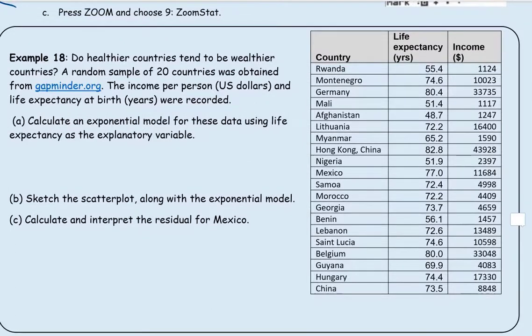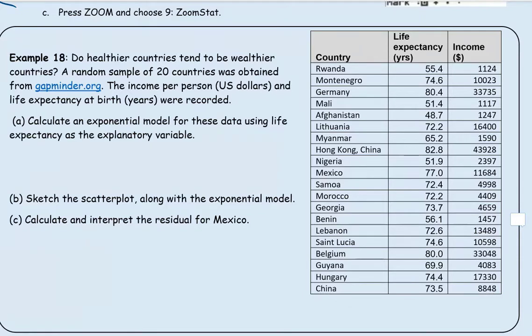So in example number 18, do healthier countries tend to be wealthier countries? A random sample of 20 countries was obtained from gapminder.org. Gapminder is a great little place to look for this kind of data if this is your type of thing. The income per person in US dollars and the life expectancy at birth in years were recorded.